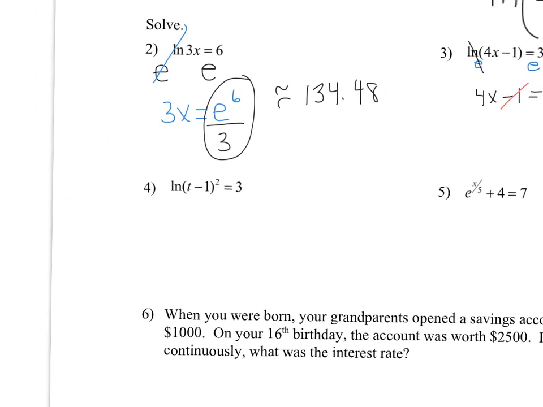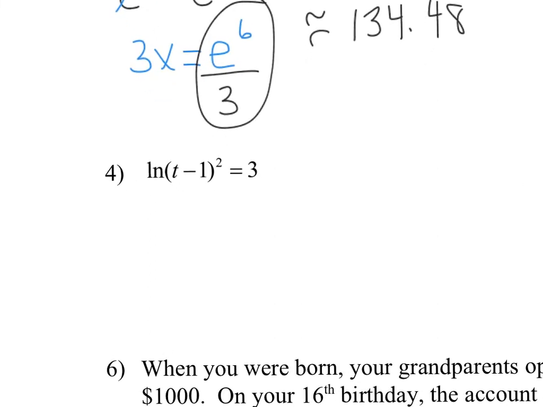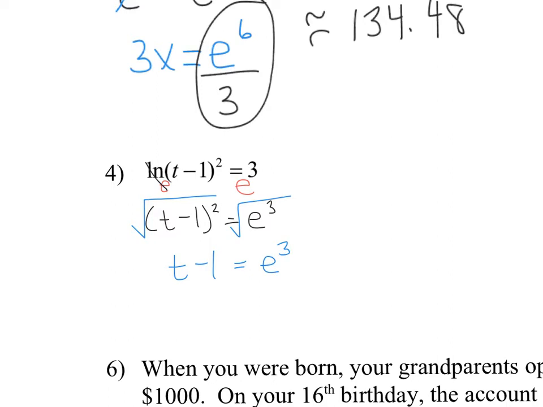And then number 4, natural log base e cancels out. This is e right here. These two are canceled out, so now I have t minus 1 squared equals e cubed. So I'm going to take the square root of both sides. So I'm going to have t minus 1 equals the square root of e cubed. And then I'm going to add 1. So this is what t is, which is approximately equal to 5.8.